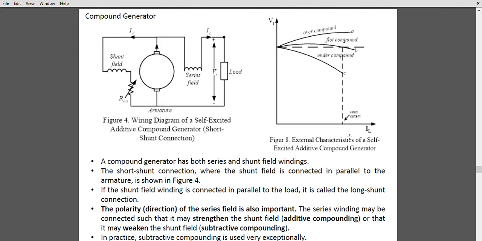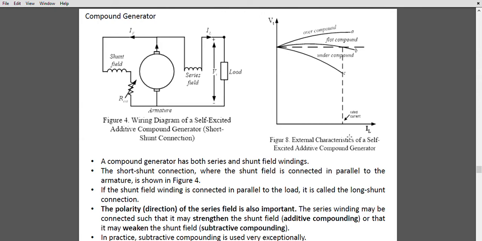The compound generator has both series and shunt field windings. In the short shunt connection, the shunt field is connected in parallel to the armature. So we all know about the short shunt and long shunt combinations of the shunt generators. Next, if the shunt field winding is connected in parallel to the load, it is called a long shunt connection.